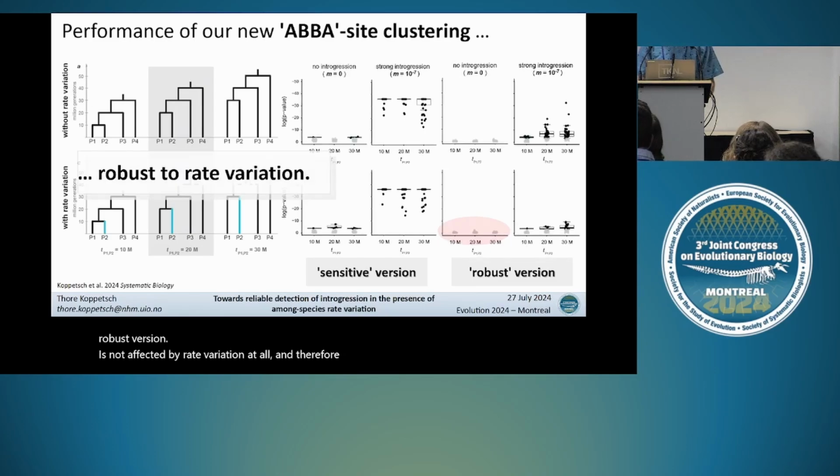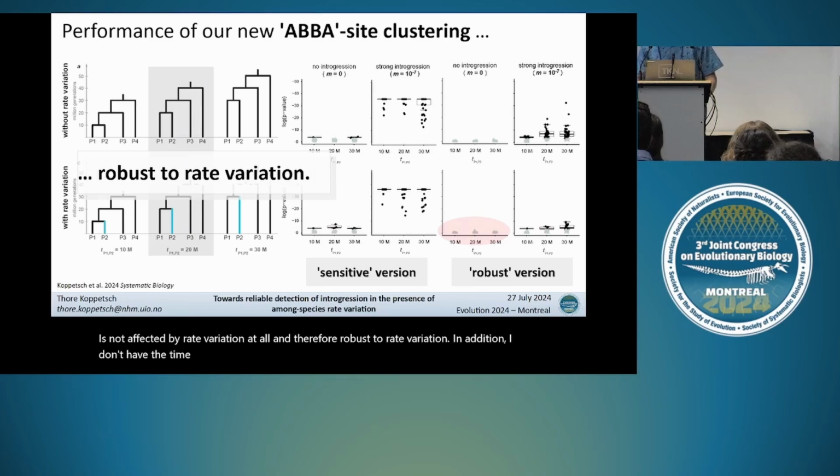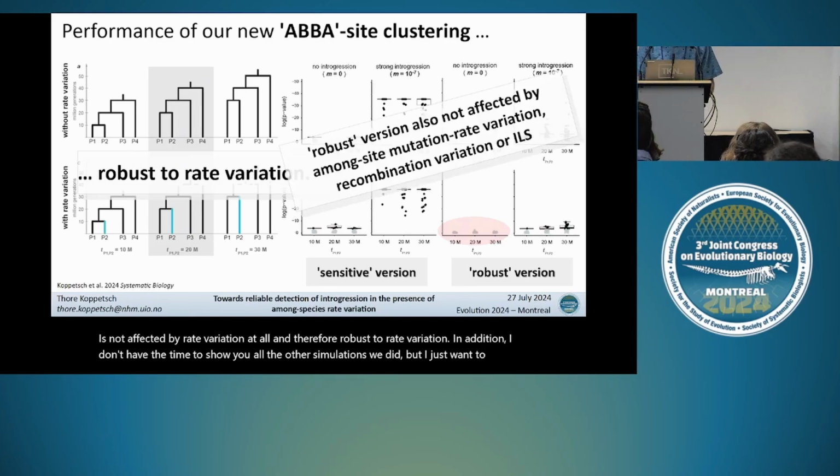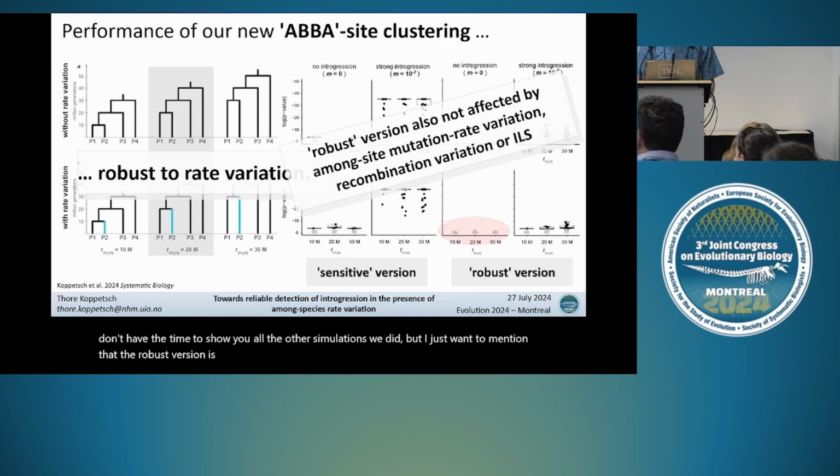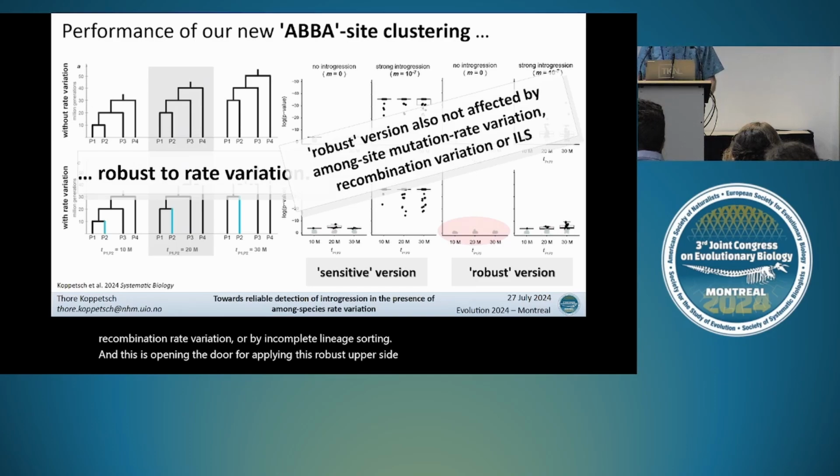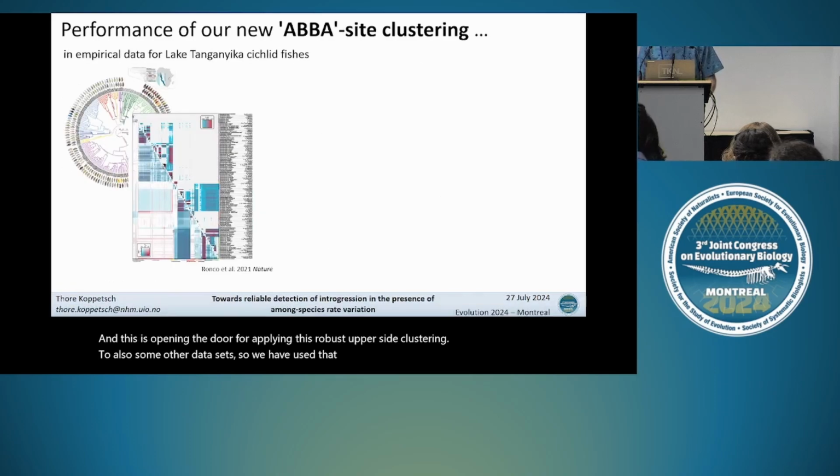In addition, I don't have the time to show you all the other simulations we did, but I just want to mention that the robust version is also not affected at all by among-site mutation rate variation, by recombination rate variation, or by incomplete lineage sorting. And this is opening the door for applying this robust ABBA site clustering to also some other data sets. So we have used that also for an empirical data set.